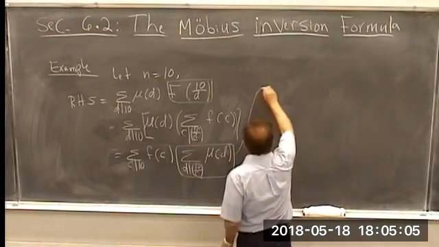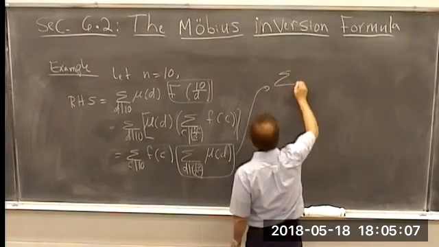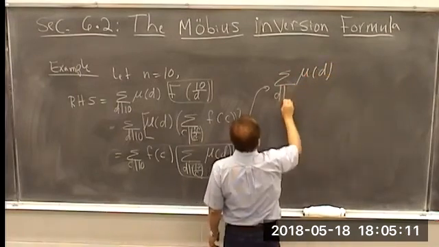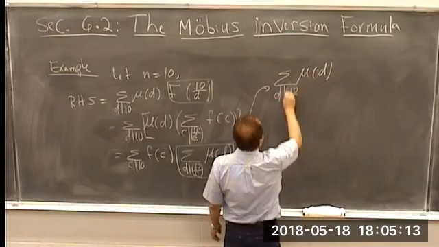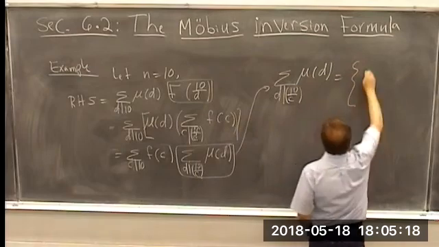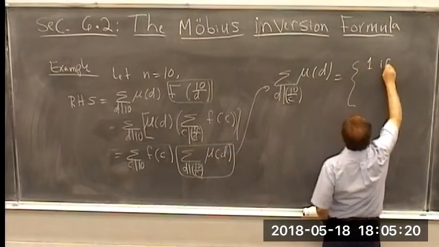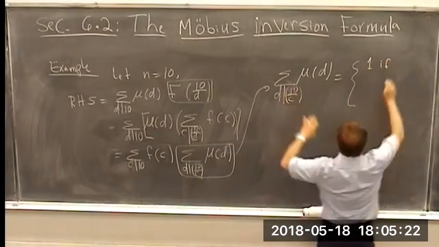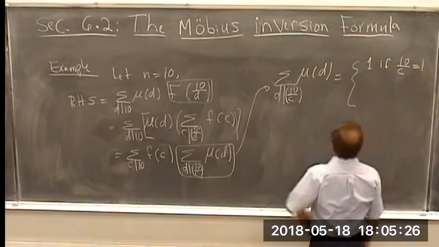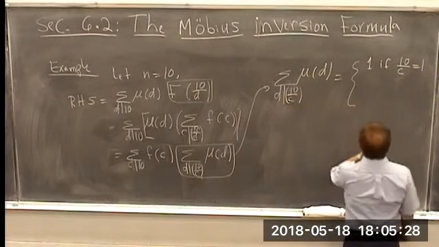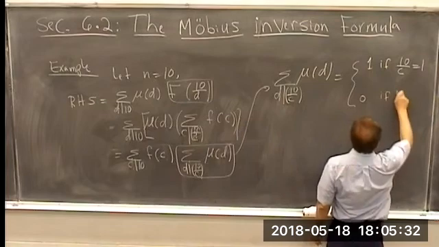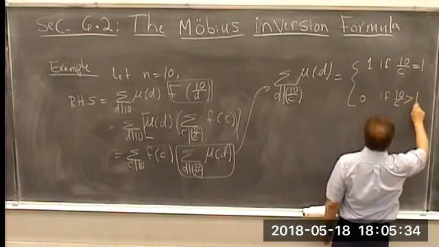Now, let me look at this sum. All right, so D divides 10 over C. We know that this is going to equal 1 if the number, which is 10 over C, is equal 1. It's supposed to be n in here, but now the n is 10 over C. And it's equal to 0 if 10 over C is bigger than 1.